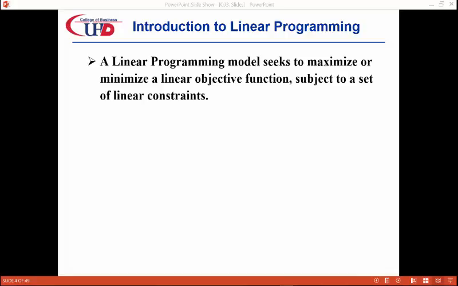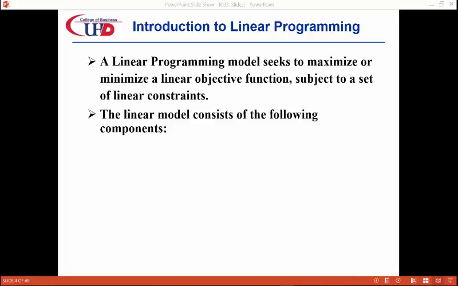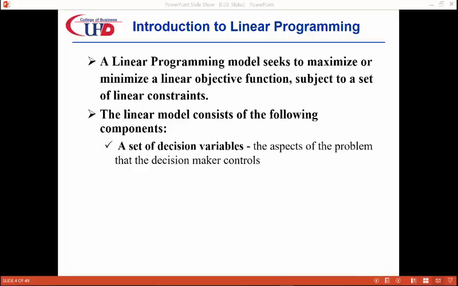The keyword of linear programming is linear. It means not only that the objective function must be linear, but also all the constraints must be linear. To be more specific, a linear programming model is composed of three elements. A set of decision variables. They represent what the decision maker wants to control, or in other words, the decision he wants to make.